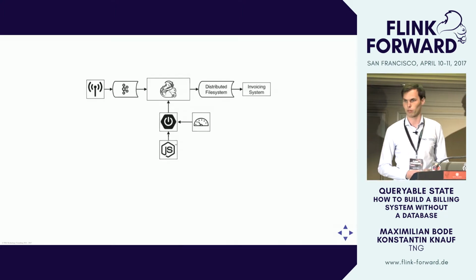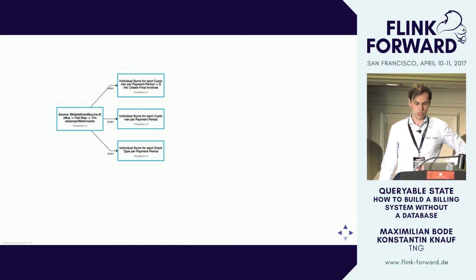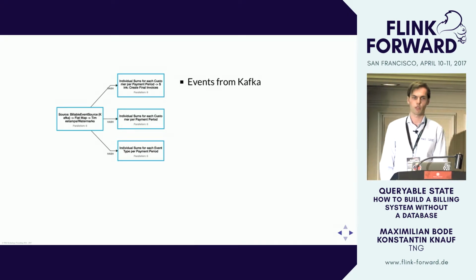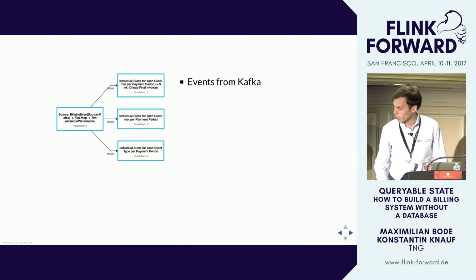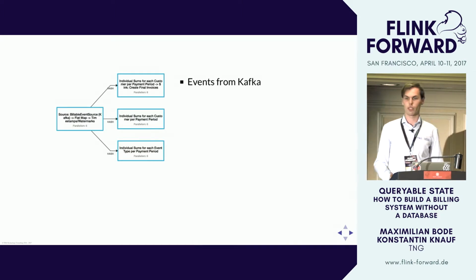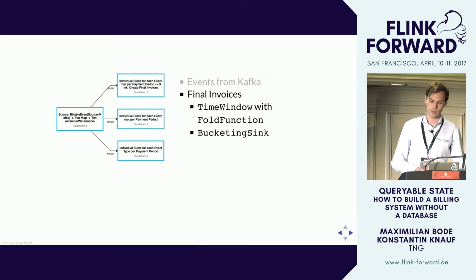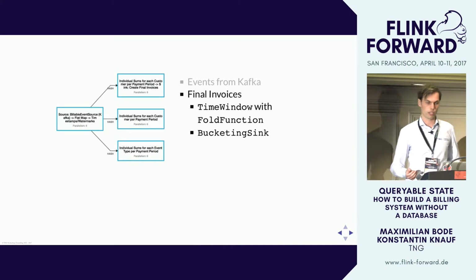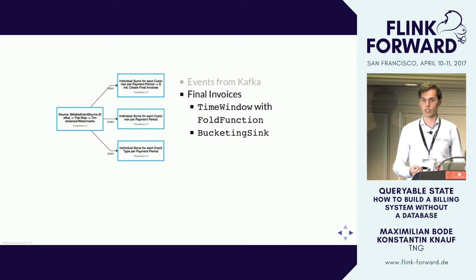The job graph doesn't look very spectacular. On the left-hand side, we get the events from Kafka. We assign timestamps and insert watermarks. If you joined the advanced training yesterday, you know all of this already. So this is the blob on the left-hand side. And then on top, the logic is to do time windows, monthly time windows in this case, where we then fold up the state. In particular, we key by customer and add up all the amounts that should be billed to the customer. And then there's a bucketing sink in the end.